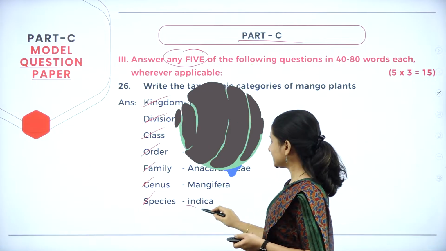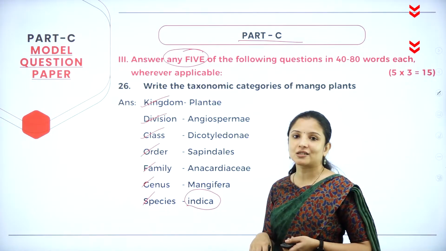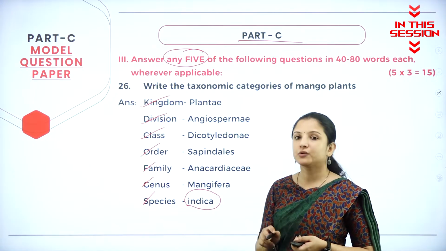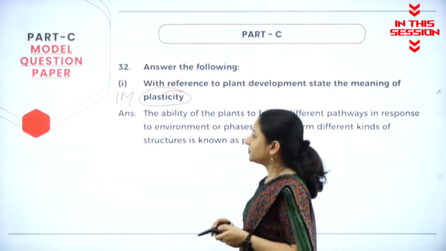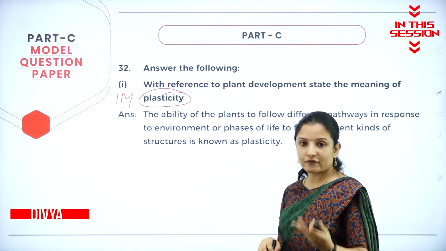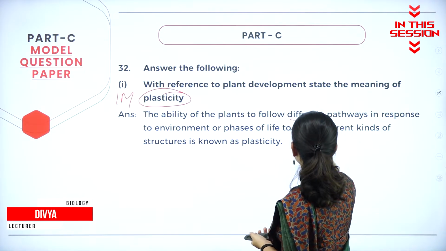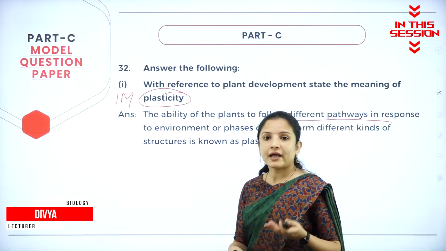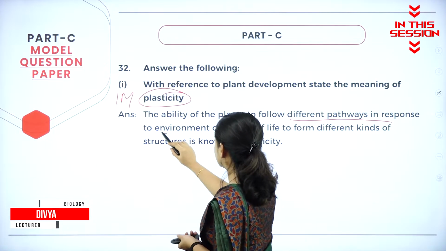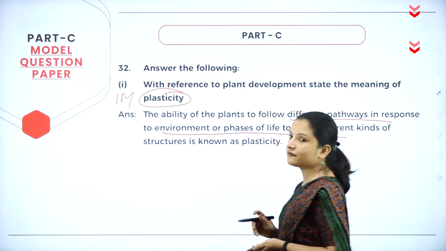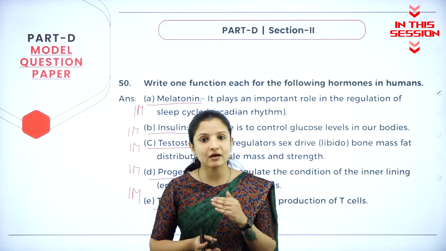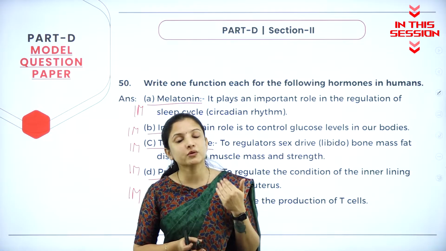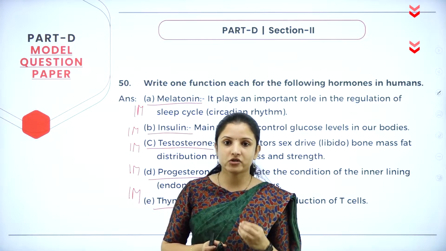While writing the species, please be careful, don't start it with the capital letter because we know that the species always begins with a small letter. So the plasticity is nothing but the ability of the plant to follow different pathways in response to environmental stresses or phases of different forms of life that they exhibit. Sometimes what happens, you read half a question and you write the answer which will go wrong. So read the questions properly.